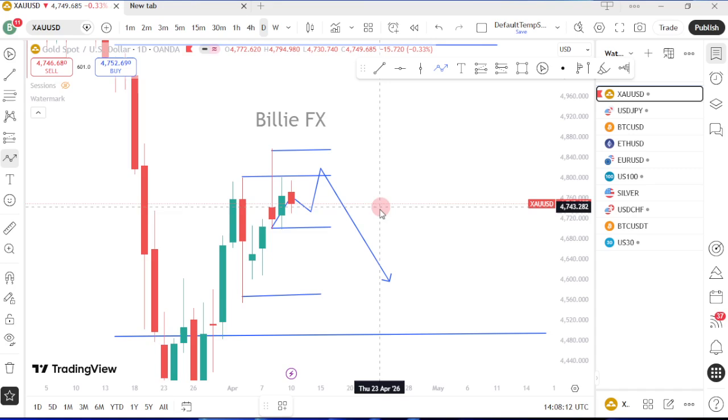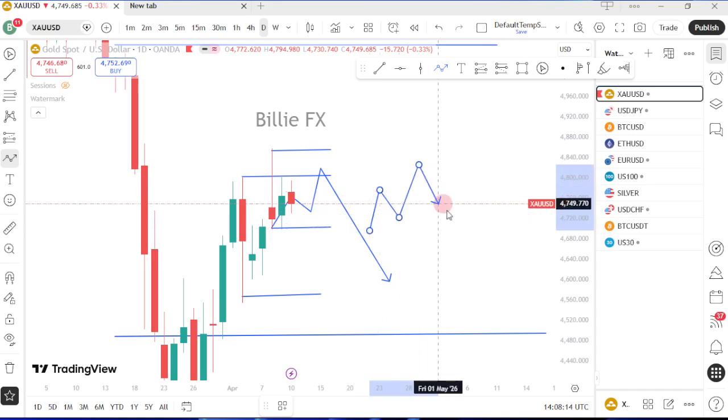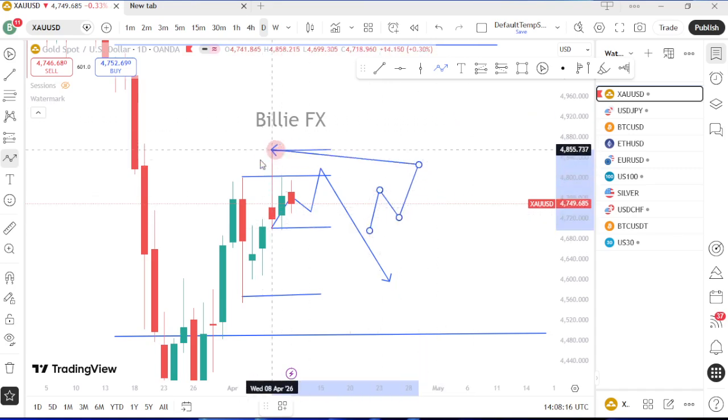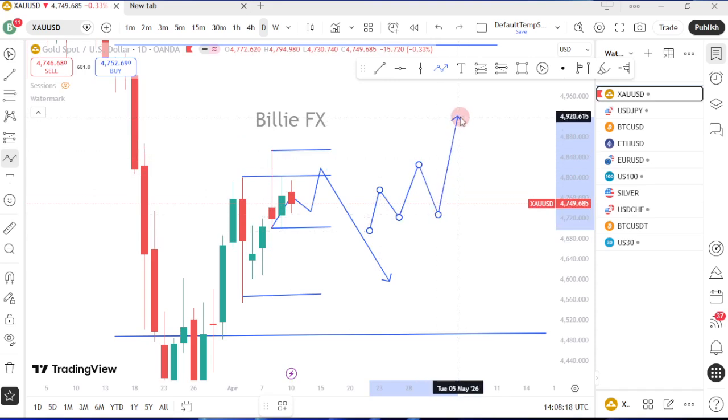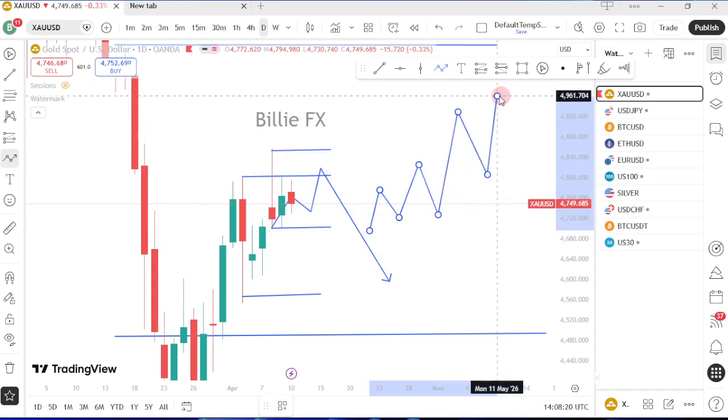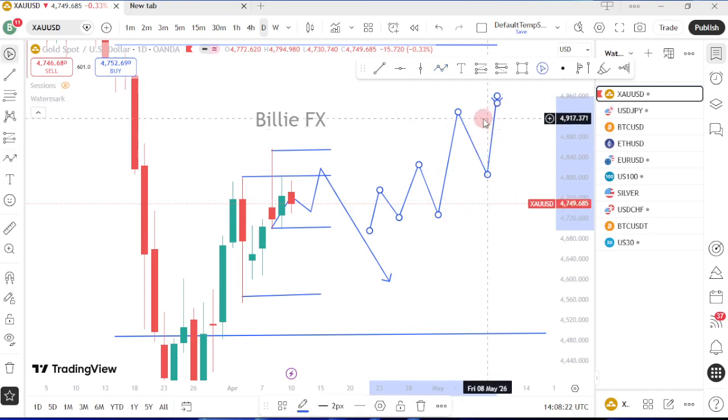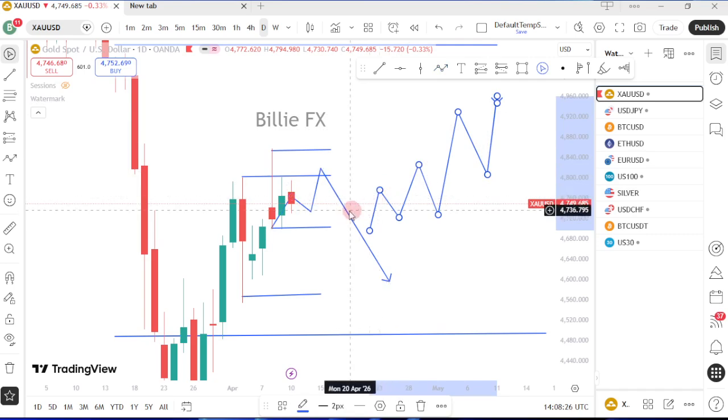The next scenario that can happen is that we can still build something like this and break the high that is sitting right here. We can break it like this, retest it, and continue moving up. Okay, so expect these two scenarios from gold.